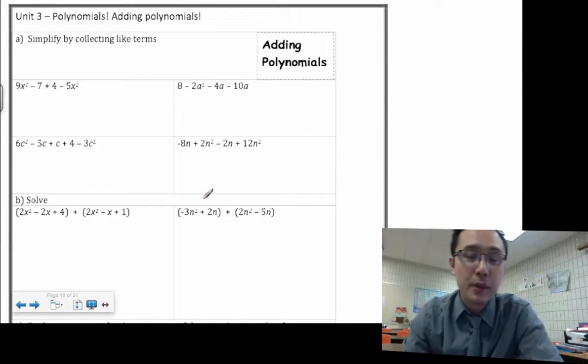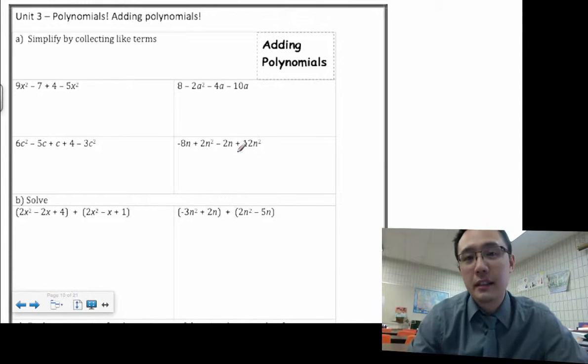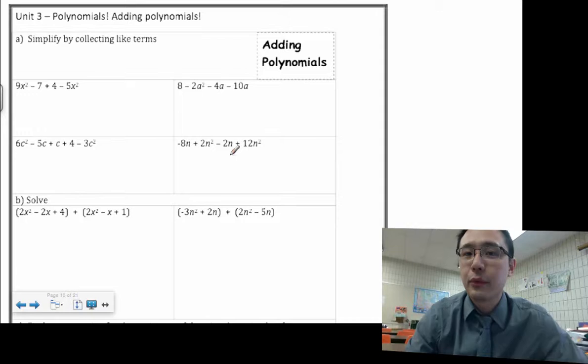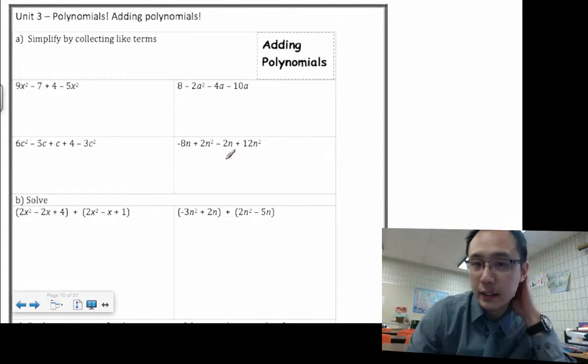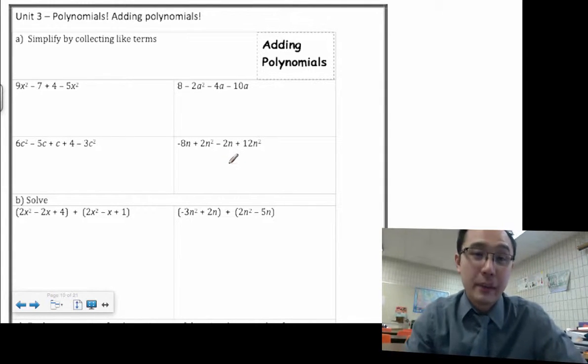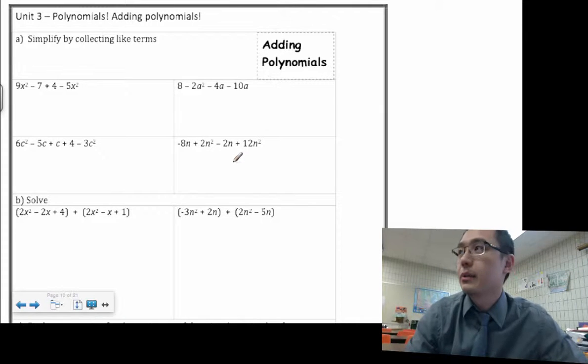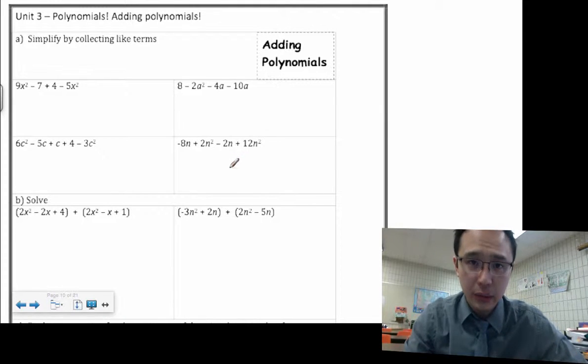Now adding polynomials. So if you want to use your algebra tiles, this is a great idea. You might want to just use it to refresh your memory. It's a great idea to know how to use your algebra tiles, but if you don't need to, it's totally cool as well. So when you're adding, subtracting, you need to look for like terms.